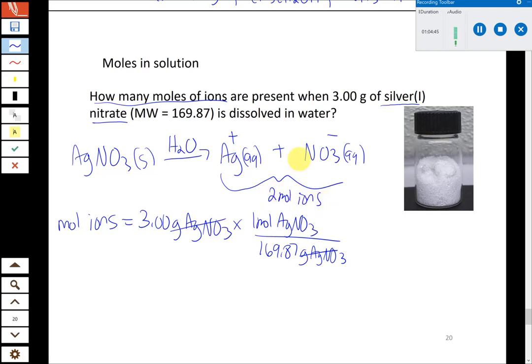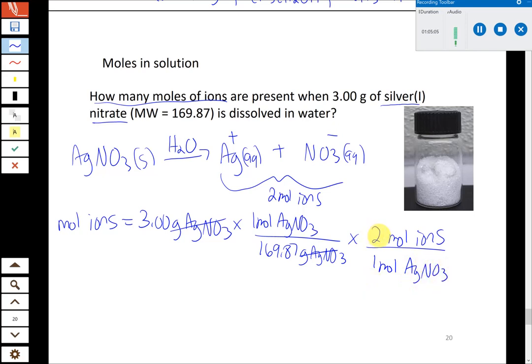Because we're looking here for total moles of ions, so we're going to get one of each, one positive ion, one negative ion, a total of 2 moles of ions for every 1 mole that we dissolve. And so the last step there to figure out how many moles of ions there are is to use that ratio. 2 moles of ions are going to dissolve for every 1 mole of AgNO3.